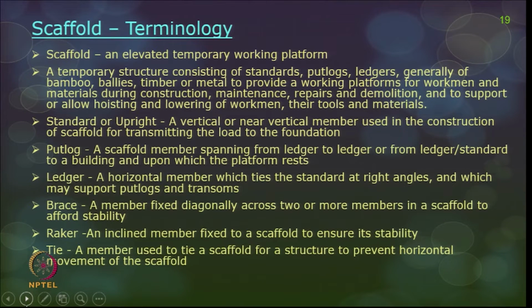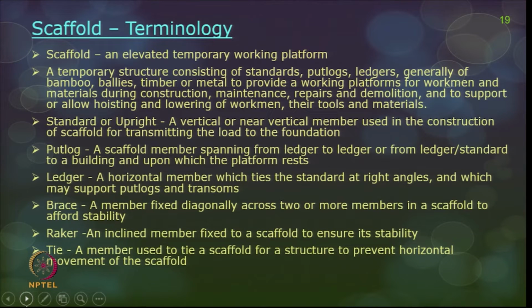The different parts: number one is the standard or upright. It is a vertical or near vertical member used in the construction of scaffold for transferring the load to the foundation. These are the main members in the scaffold. The next one is the putlog. A putlog is a scaffold member spanning from ledger to ledger, or from the ledger or standard to your building, and upon which the platform rests.